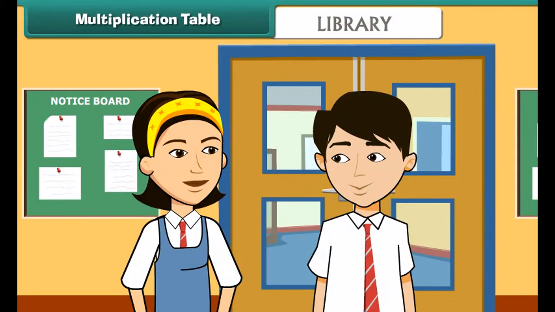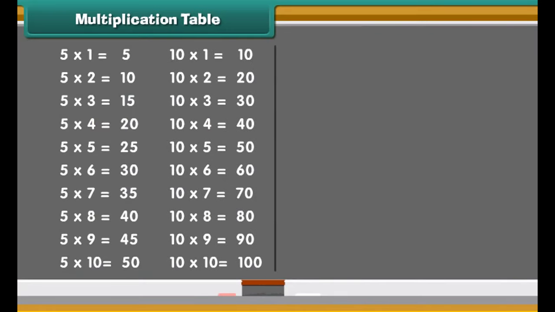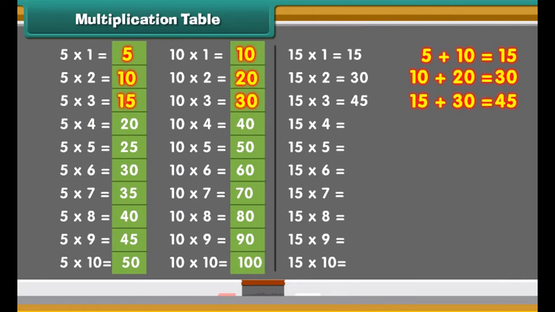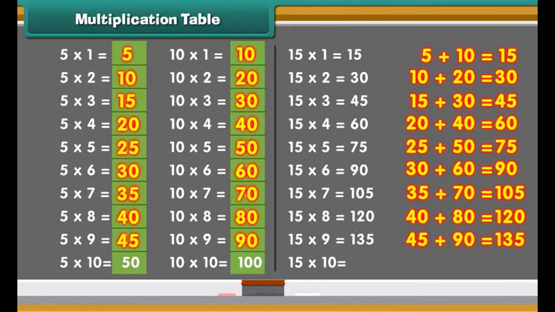I do not know the multiplication table of 15. No, but I can make the table of 15 with the help of tables of 5 and 10. Look at tables of 5 and 10. Now add the two numbers in the green boxes. We get the table of 15.